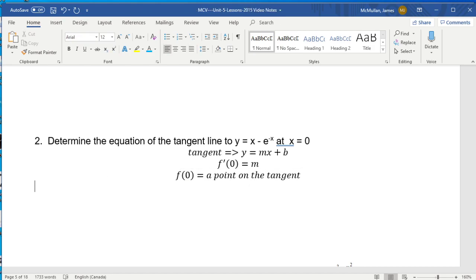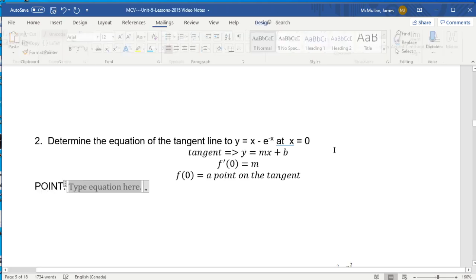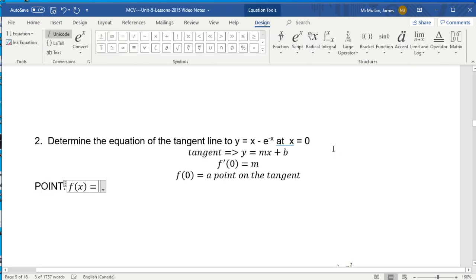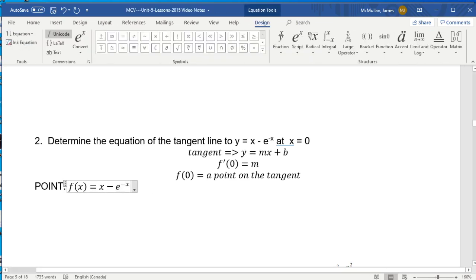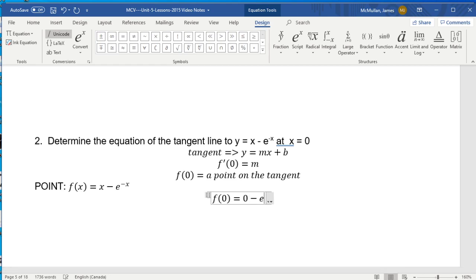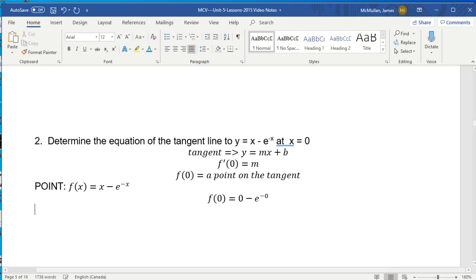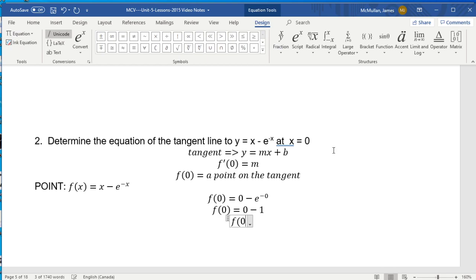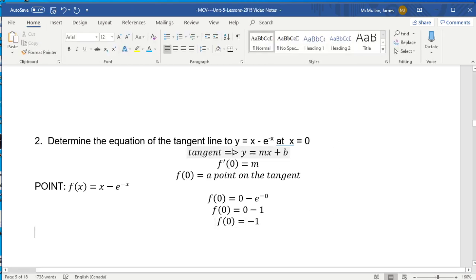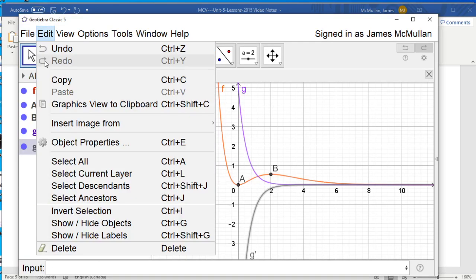Okay, so let's find the point first. We know that our function f of x is x minus e to the negative x. So the point on this equation, f of 0, therefore, is equal to 0 minus e to the power of negative 0. Now, of course, negative 0 is the same thing as 0, and f of 0 is therefore equal to 0 minus 1, and f of 0 is equal to negative 1. Okay, so let's draw this one so we can see it.